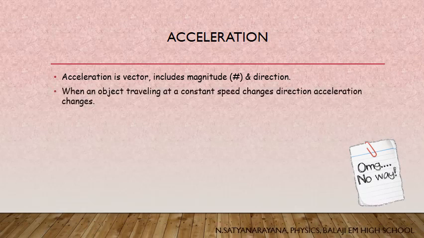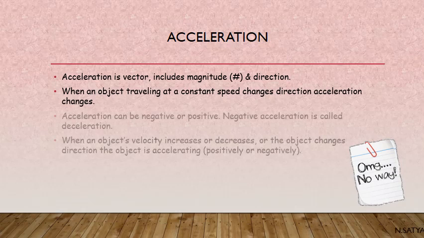Suppose, for example, a body is traveling with a constant speed, but there is a change in the direction. Then we say the body is under acceleration even though the speed does not change. Even if the speed does not change, if the direction changes, then we say the body is under acceleration.